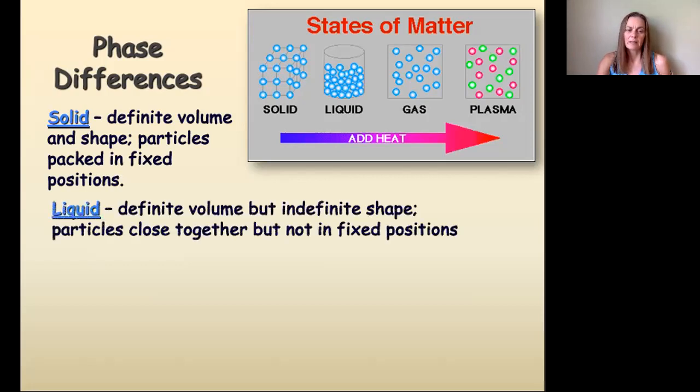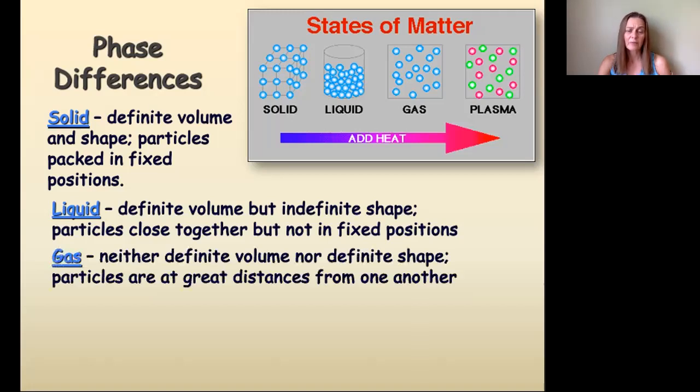And of course, a liquid has a definite volume, but it does not have a definite shape. The particles are close together, but they're not in fixed positions. So they can move and slide past one another. This is what gives liquids their fluid properties. They can flow. They have a definite volume, but indefinite shape. That means that a liquid takes the shape of its container, but doesn't expand.